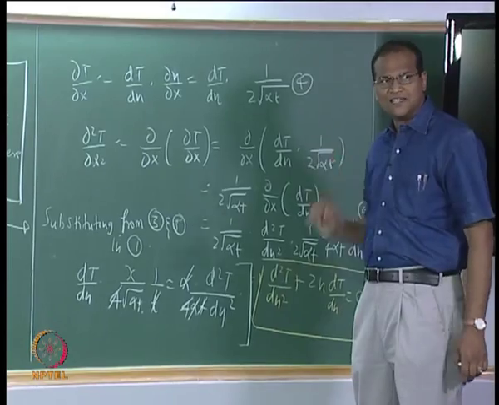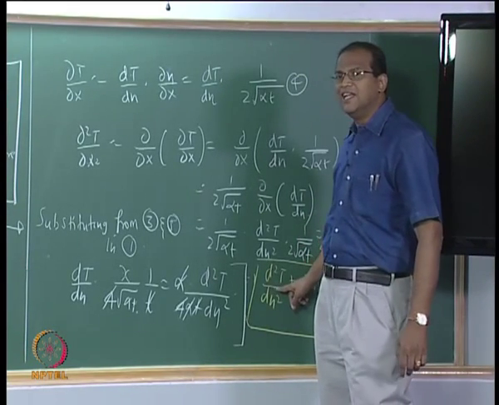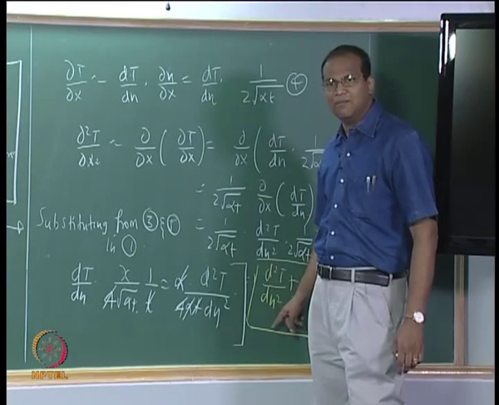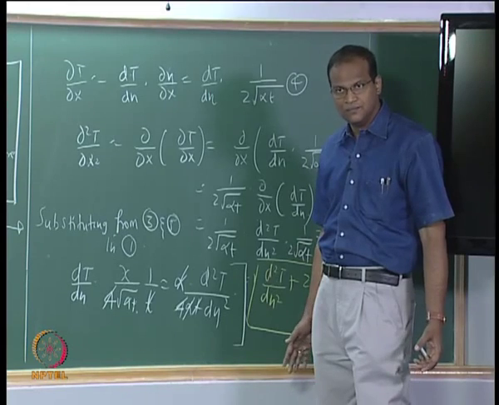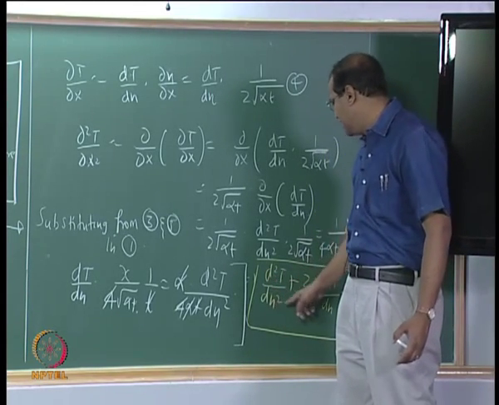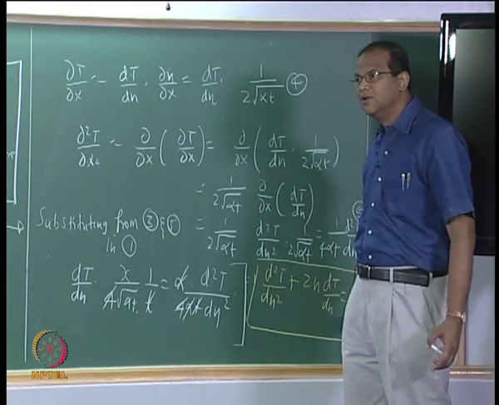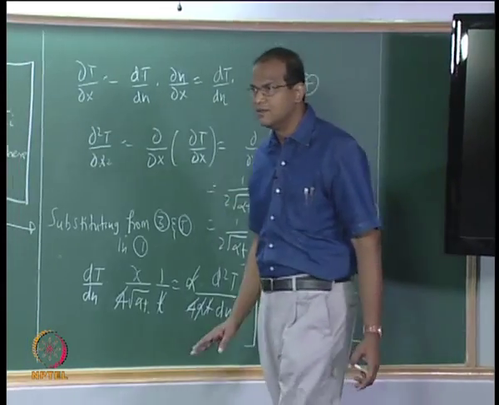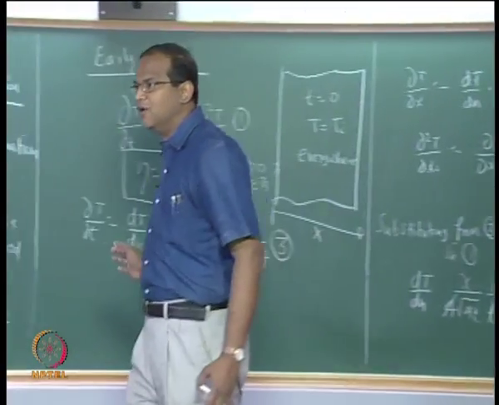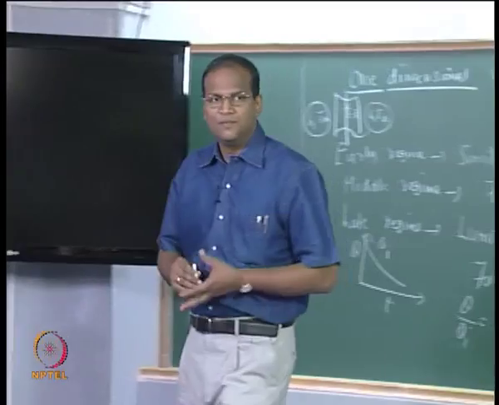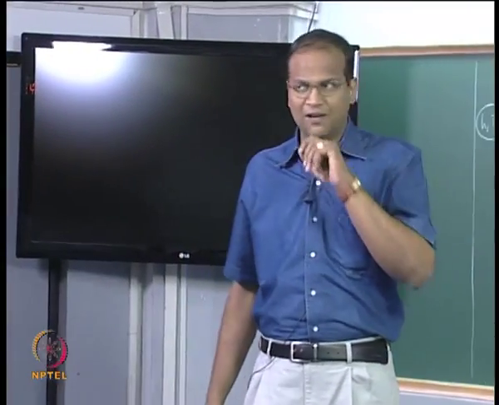The beauty of this is as follows: you can assume that dT by d eta is equal to p, then this will become dp by d eta plus 2 eta p equal to 0. So it will just become a first order equation, and you apply the boundary conditions and you can solve it, and you will get what is called the error function.